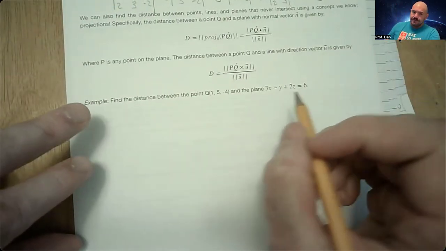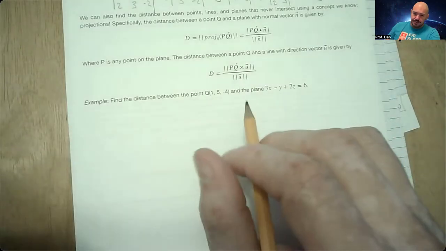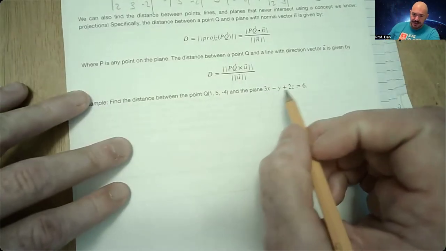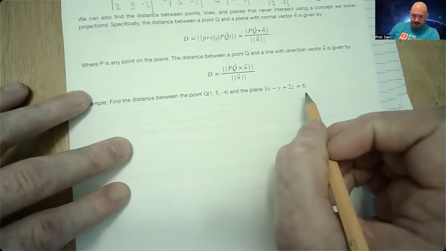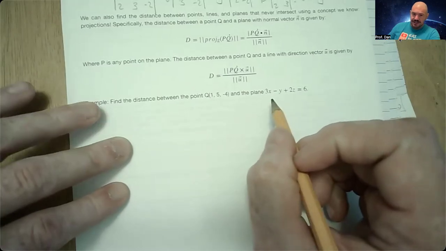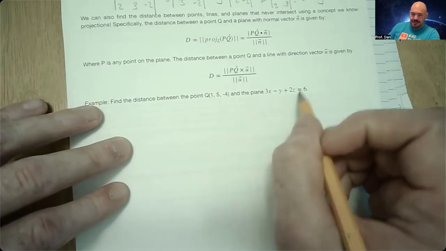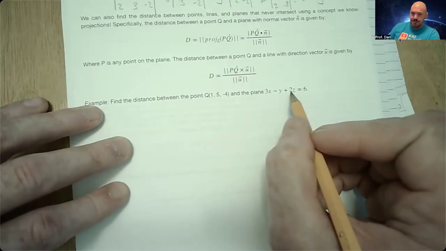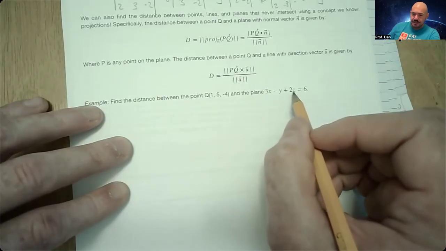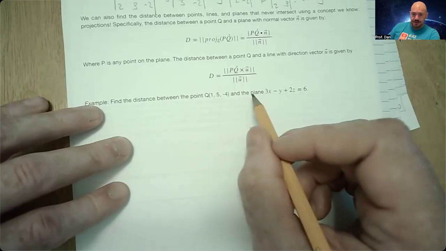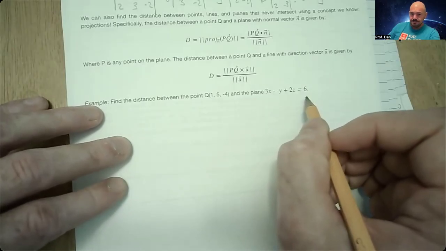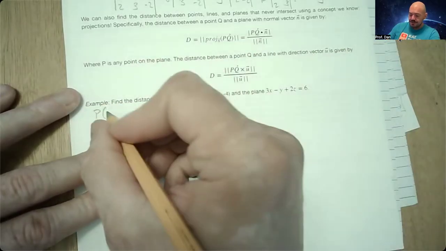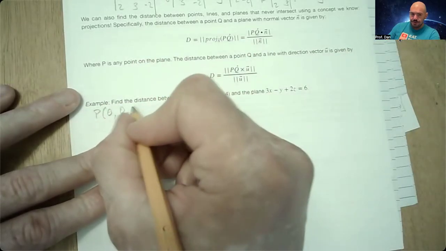For that, I'm just going to figure out the easiest possible way to make this equation true. So I need to choose a value for x, y, and z that will make this whole thing add up to 6. And I see here we're multiplying 2 times z. If I let z be 3 and everything else be 0, then the equation is true. So I know that a point on this plane would be (0, 0, 3).